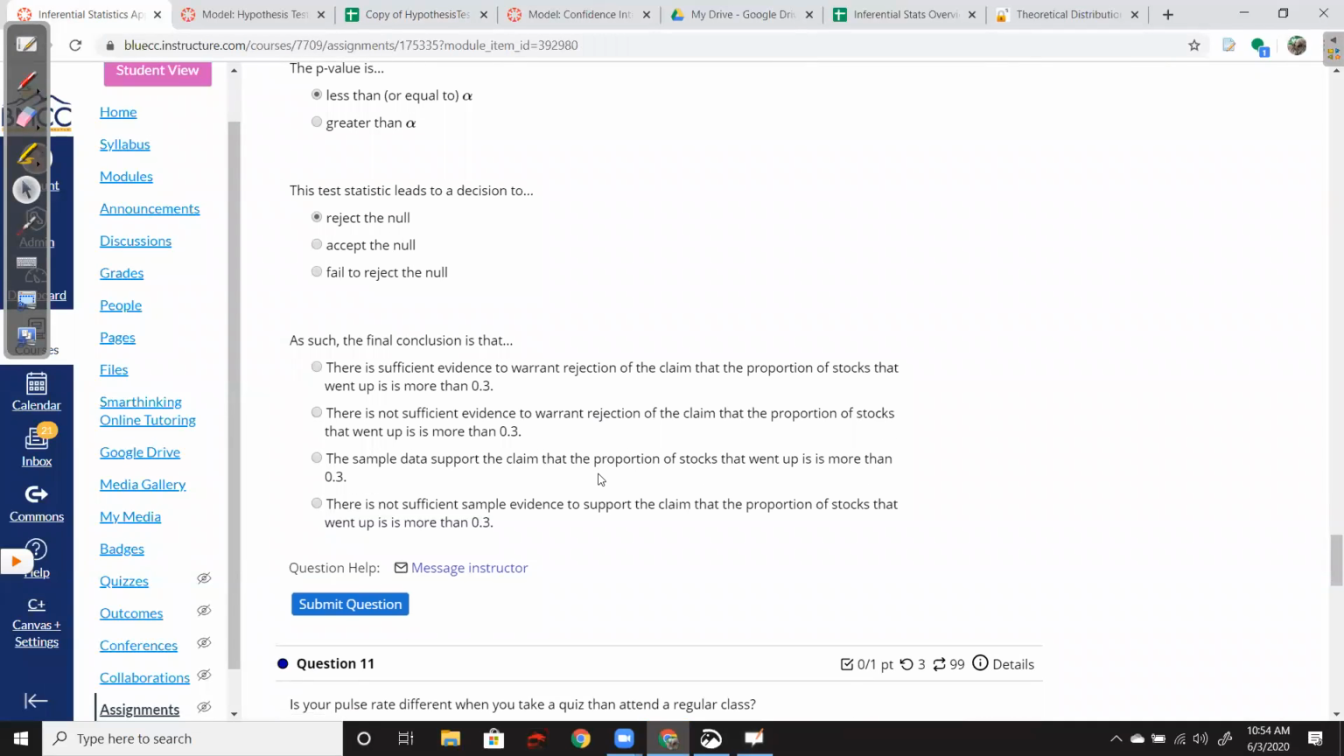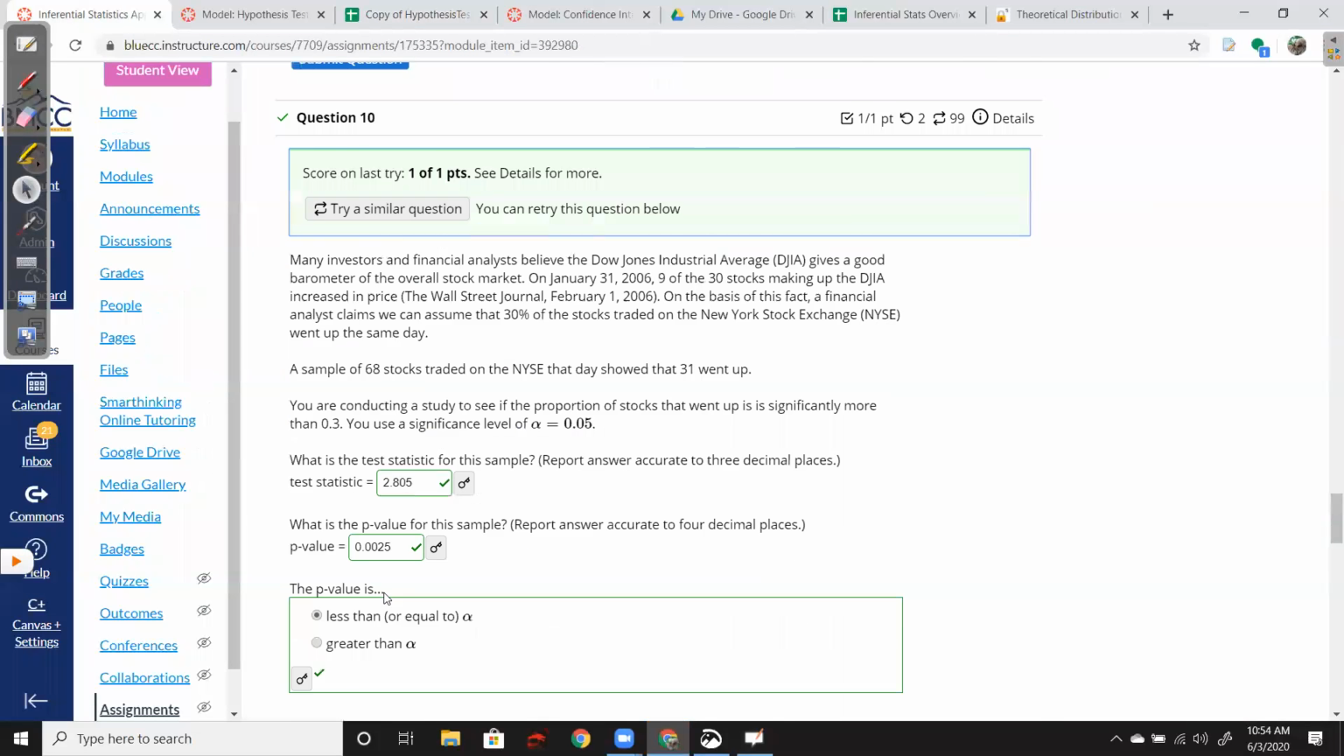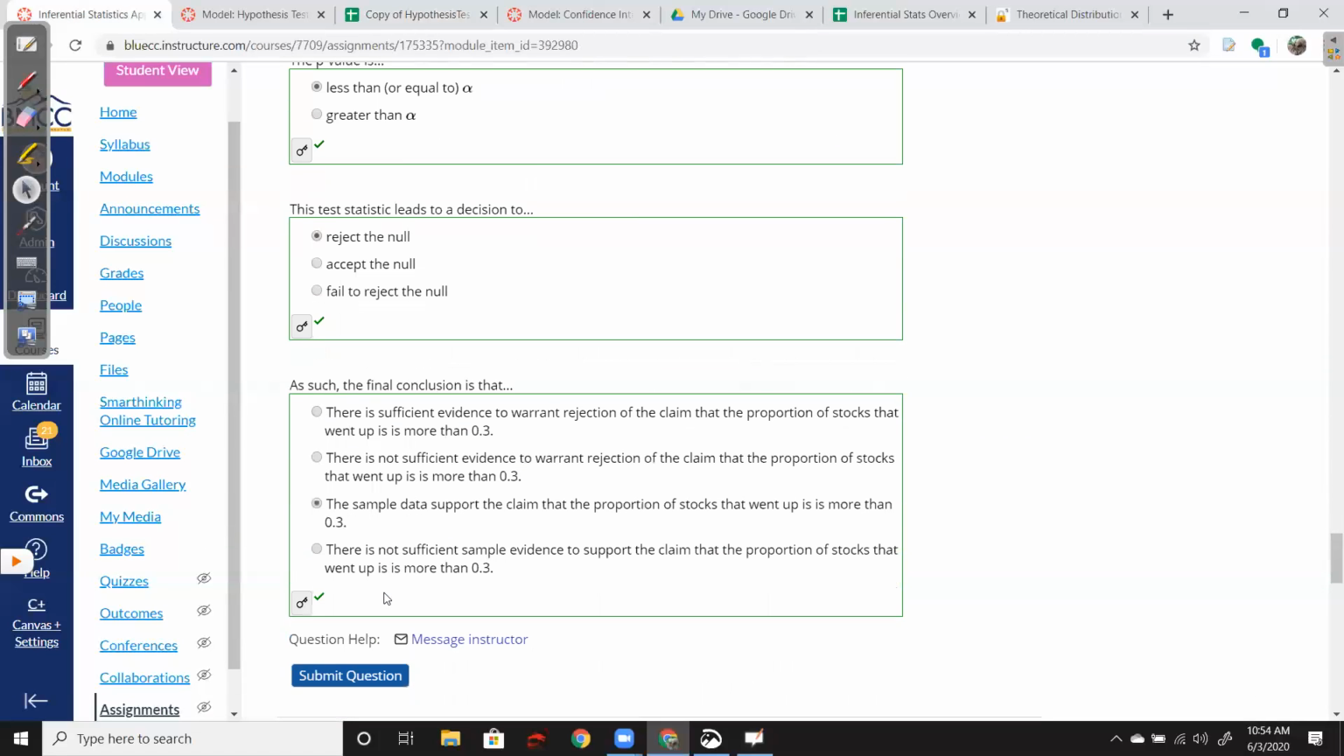Sample data support the claim that the proportion of stocks that went up is more than 0.3. That looks right. There is not sufficient sample evidence to support the claim that the proportion of stocks that went up is more than. Not sufficient evidence to support the claim. These are tongue twisters. I'm leaning toward this one. Yeah, I'll go for that one. Ooh, got it right. Okay, so let's pause and do one more.